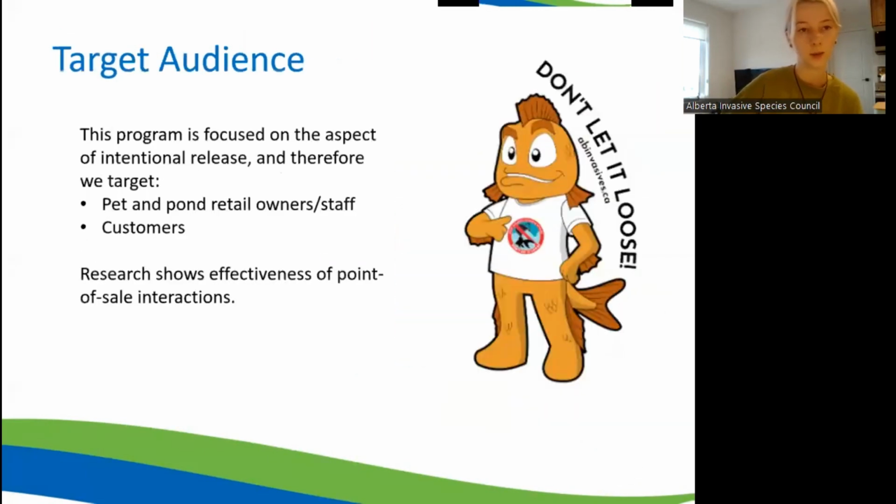Our target audience for this program is pond retailers, pet retailers, their owners, their staff, and customers. Because intentional release is a main pathway of introduction, we want to target these retail owners and staff and their customers to spread the messaging at the source. Since many aquatic invasives have been or can be bought through pet stores, we need to target the customers purchasing these species to create behavior change. Research has also shown that individuals are the most receptive to this messaging at the point of sale, as retailers are seen as trusted experts.